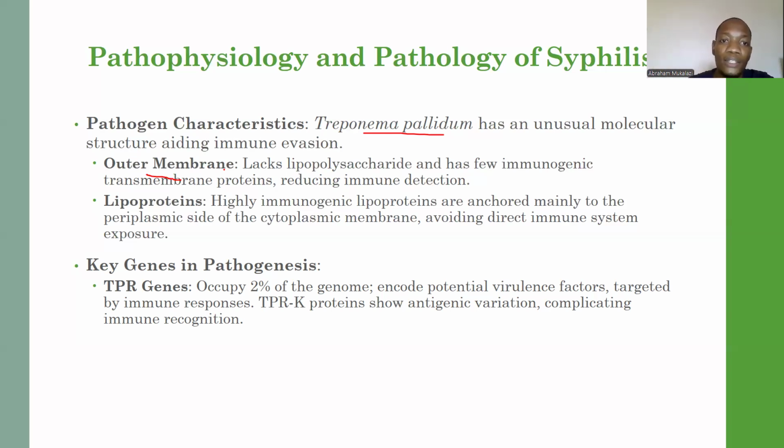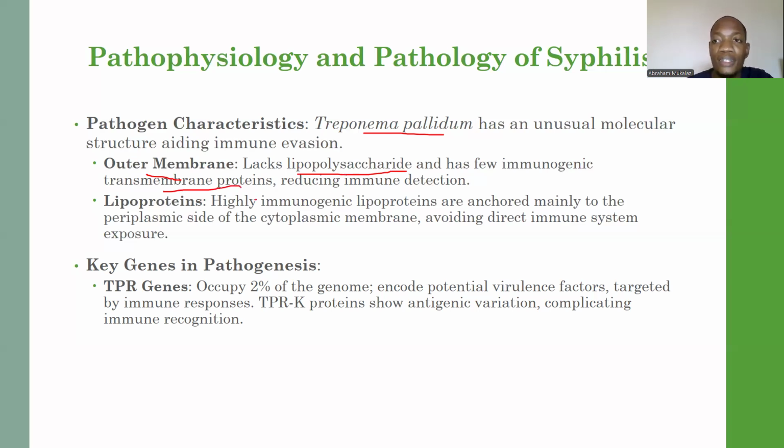Now, for syphilis, it is its outer membrane. In other bacteria, the outer membrane usually expresses the antigens that your immune system picks up, and then it mounts an immune response to get rid of that particular bacteria. But when it comes to syphilis, its outer membrane actually lacks the lipopolysaccharides seen in other bacteria, and it just has a few transmembrane proteins.